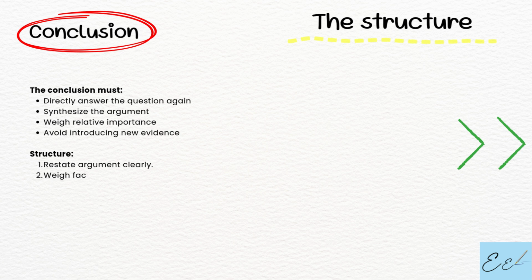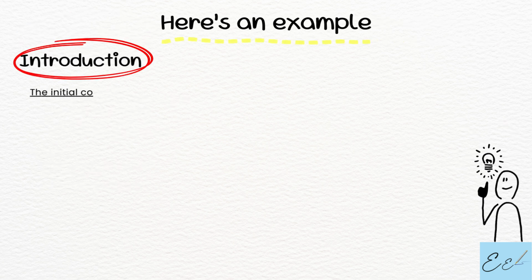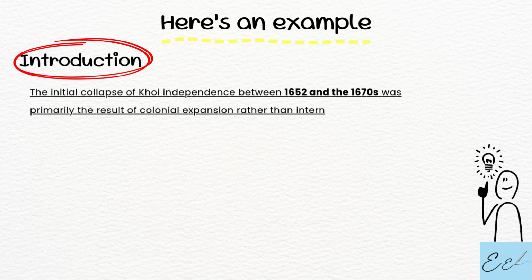The structure you should use for your conclusion is this: restate the argument clearly, weigh the factors, and deliver a final judgment. Let's look at an example. For the introduction, we have said this: the initial collapse of Khoi independence between 1652 and the 1670s was primarily the result of colonial expansion rather than internal weakness. Although environmental and social factors contributed to their vulnerability, it was sustained settler encroachment and military coercion that proved decisive.